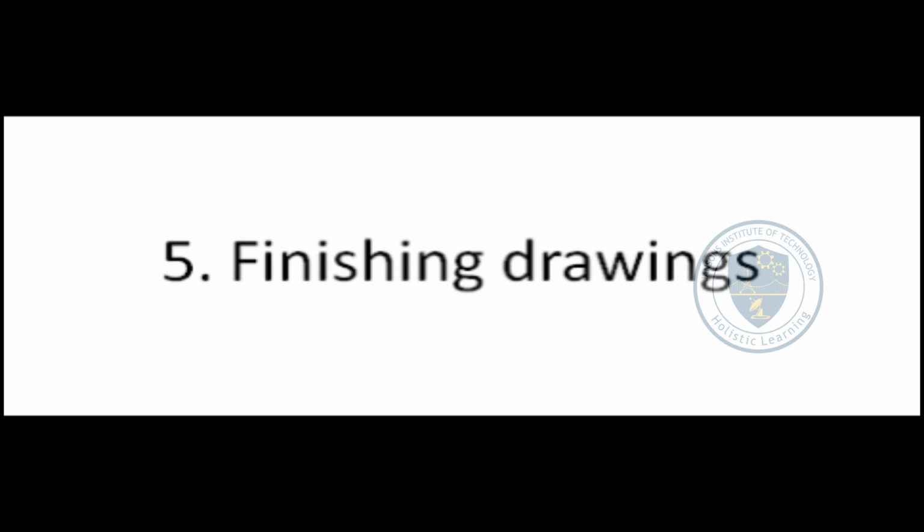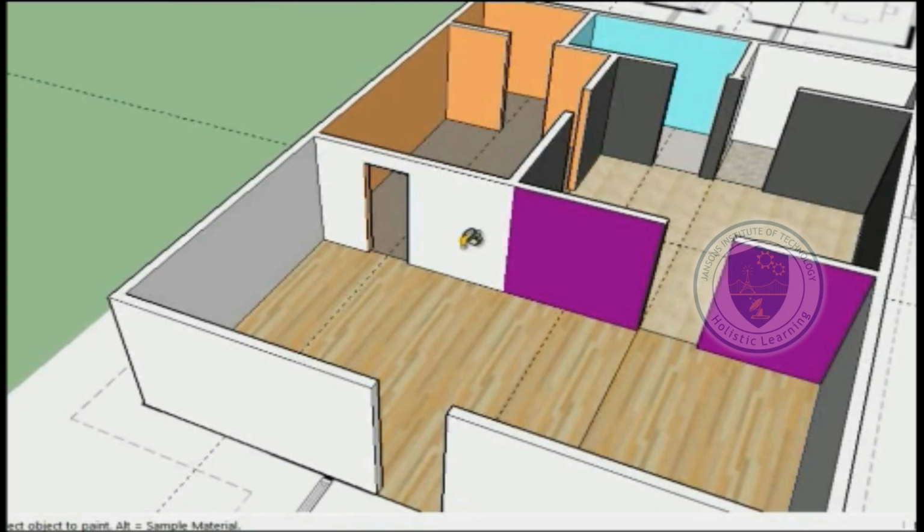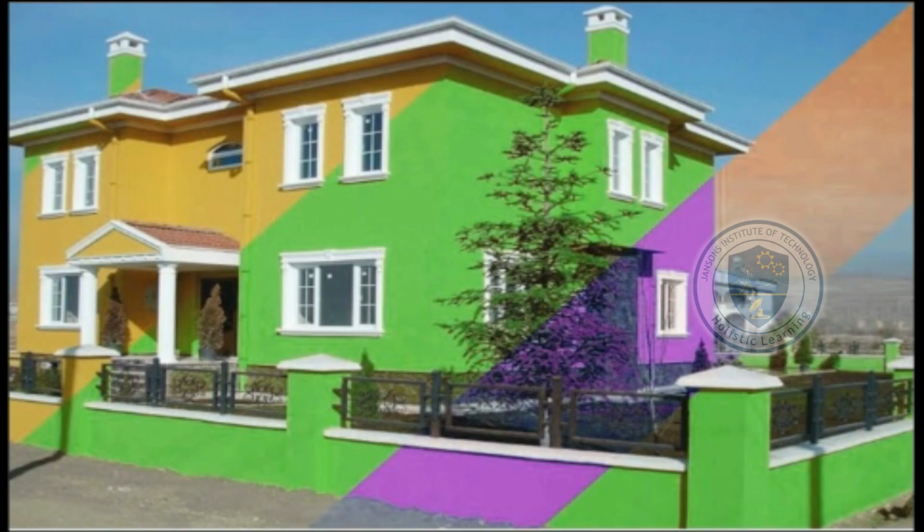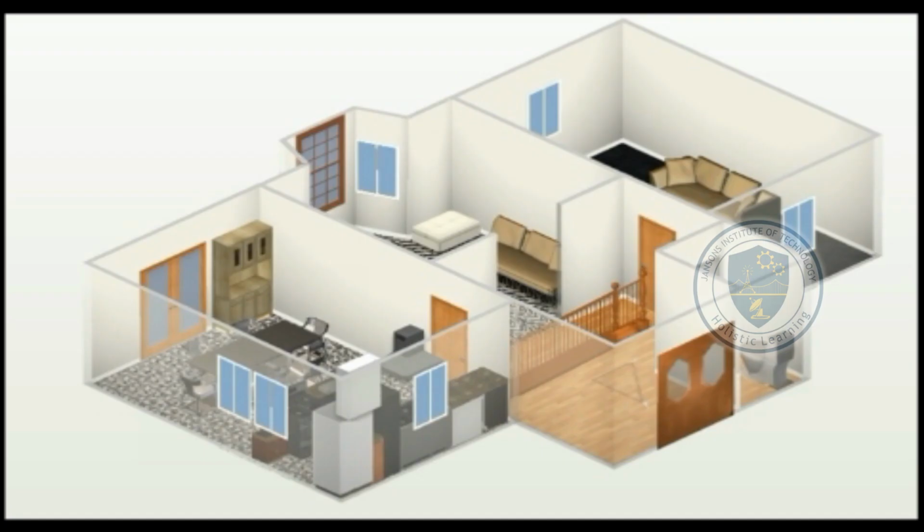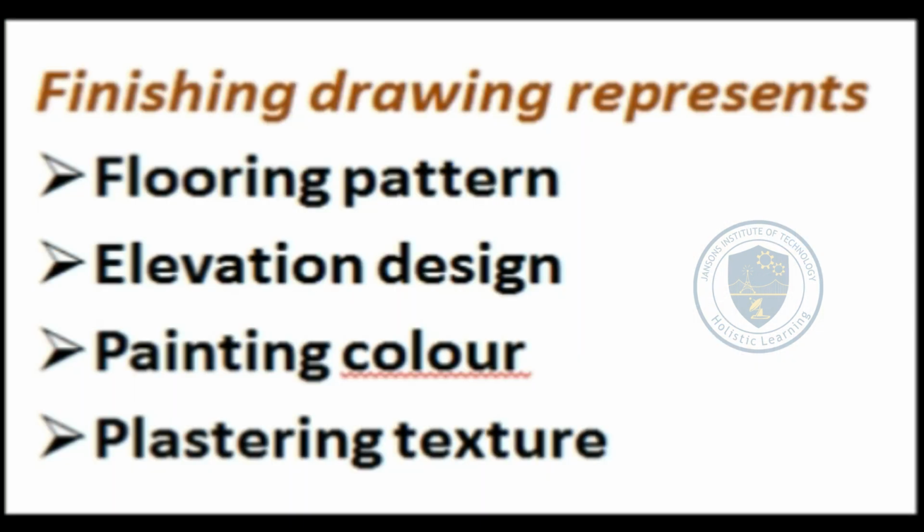Finishing drawings. This drawing illustrates the finishing details and appearance of the building. Finishing drawings represent the finish type of every component of the building such as flooring pattern, painting color, false ceiling shape, plastering texture and elevation design. These details are sometimes given in the elevation drawings also. There is no standard rule for drawings required for a project. Depending upon the type of building and requirement, types of drawings are made and issued.